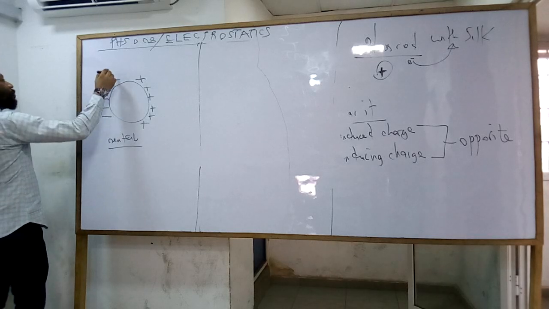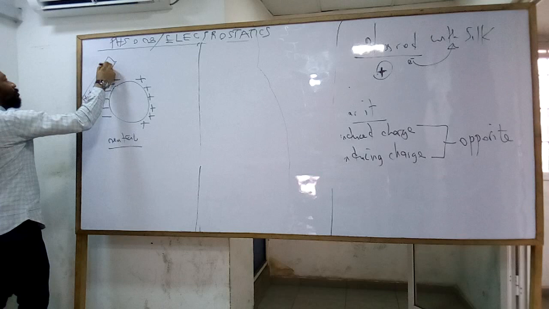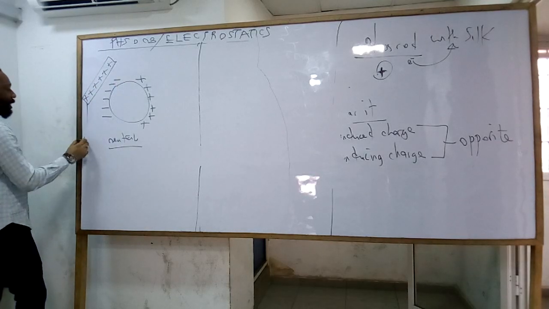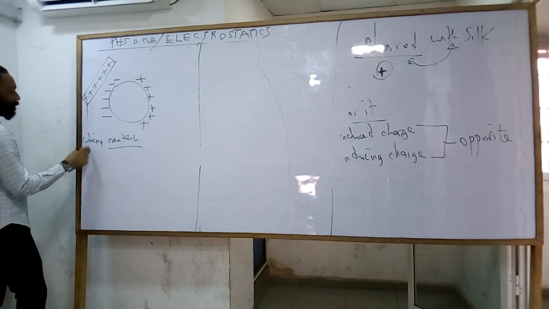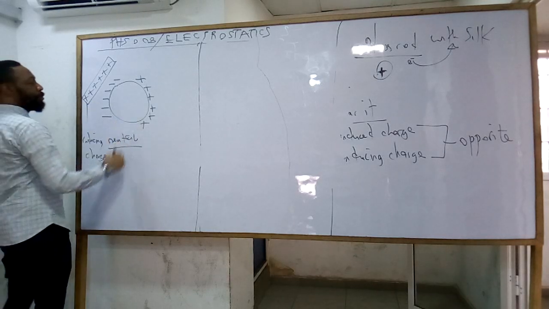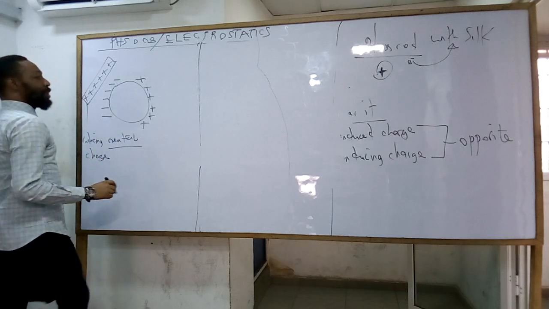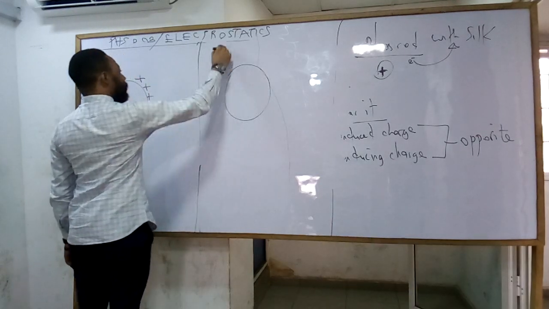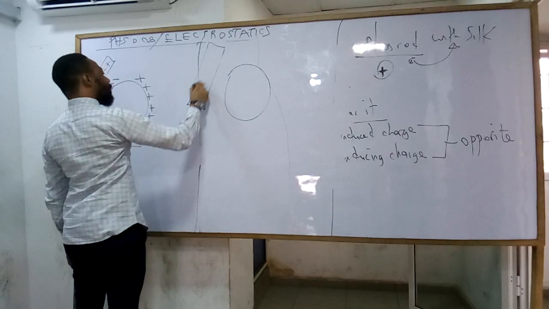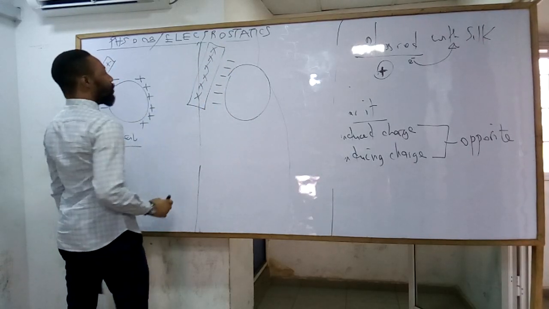What will I do? I'm going to bring a positive inducing rod. So this is the inducing charge. I bring it in here. It will attract the negative charges, while the positive charges repel away. So that's my step one. My step two is to carry out earthing. If I carry out earthing, I must still keep my positive rod in place so that it holds my negative charges.